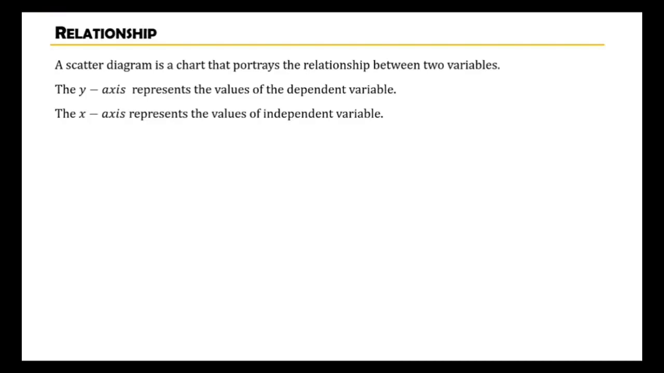A scatter diagram is a chart that portrays the relationship between two variables. The y-axis represents the value of the dependent variable and the x-axis represents the value of the independent variable. So y depends on x. We have three types of correlations.